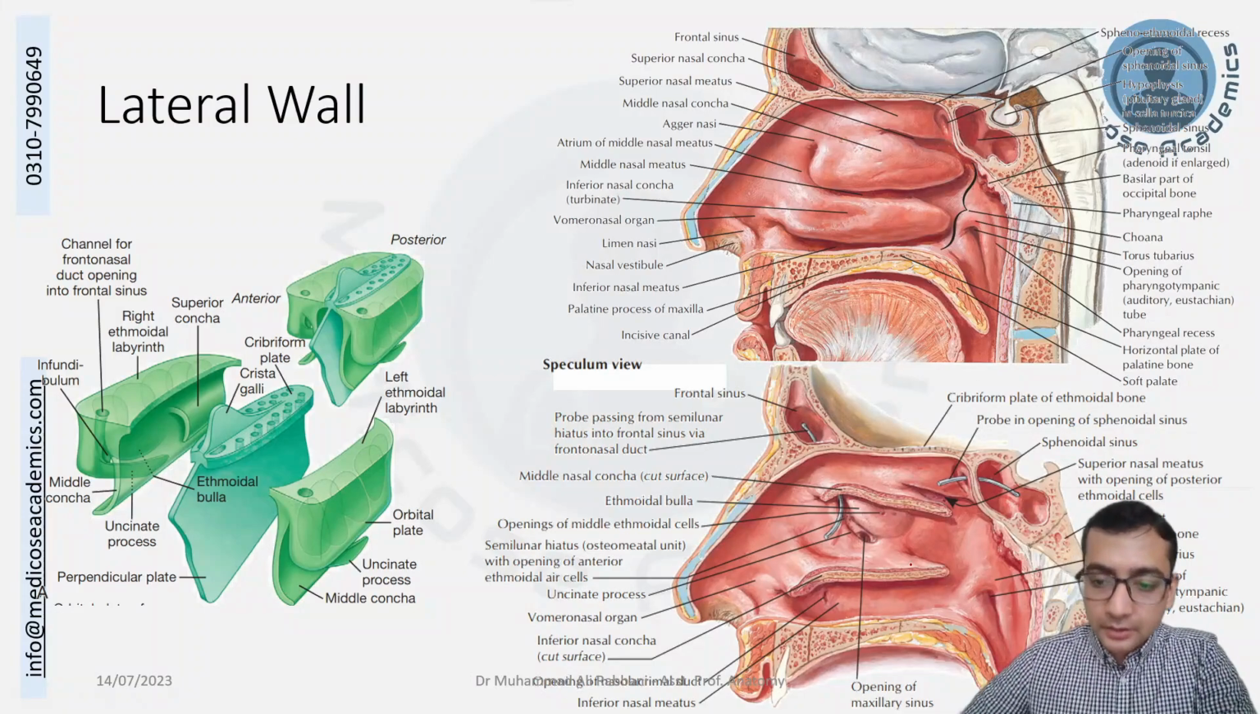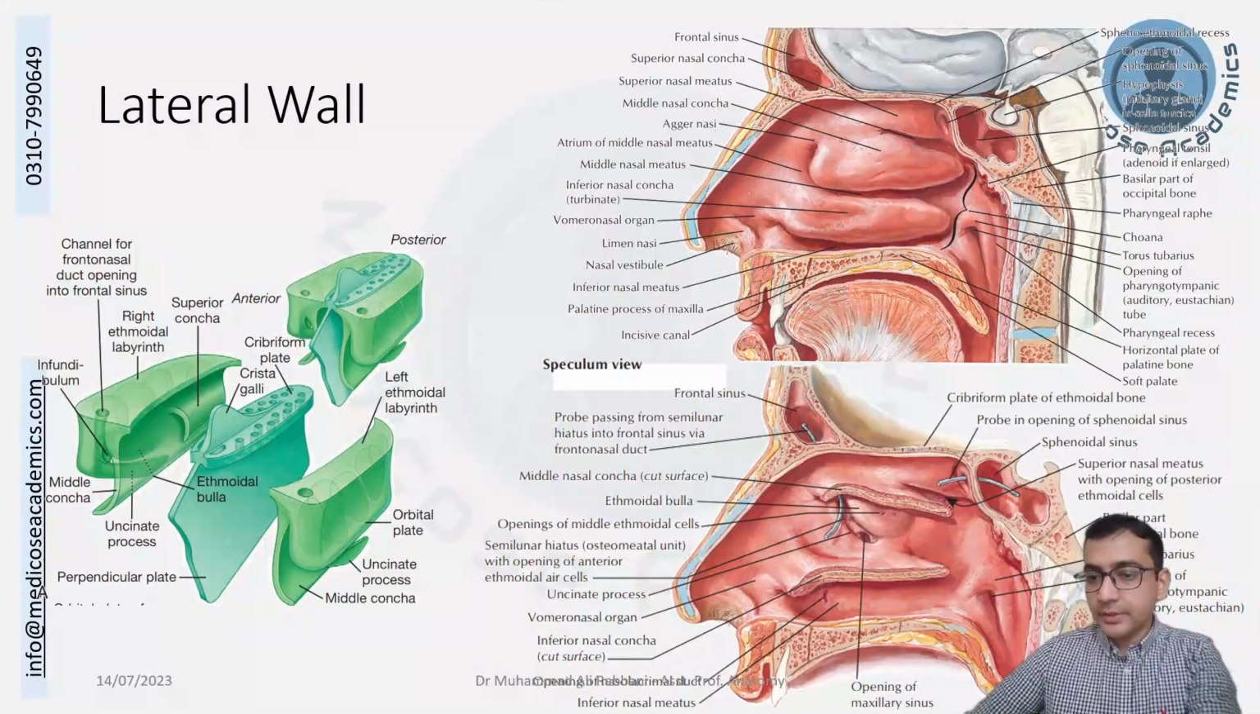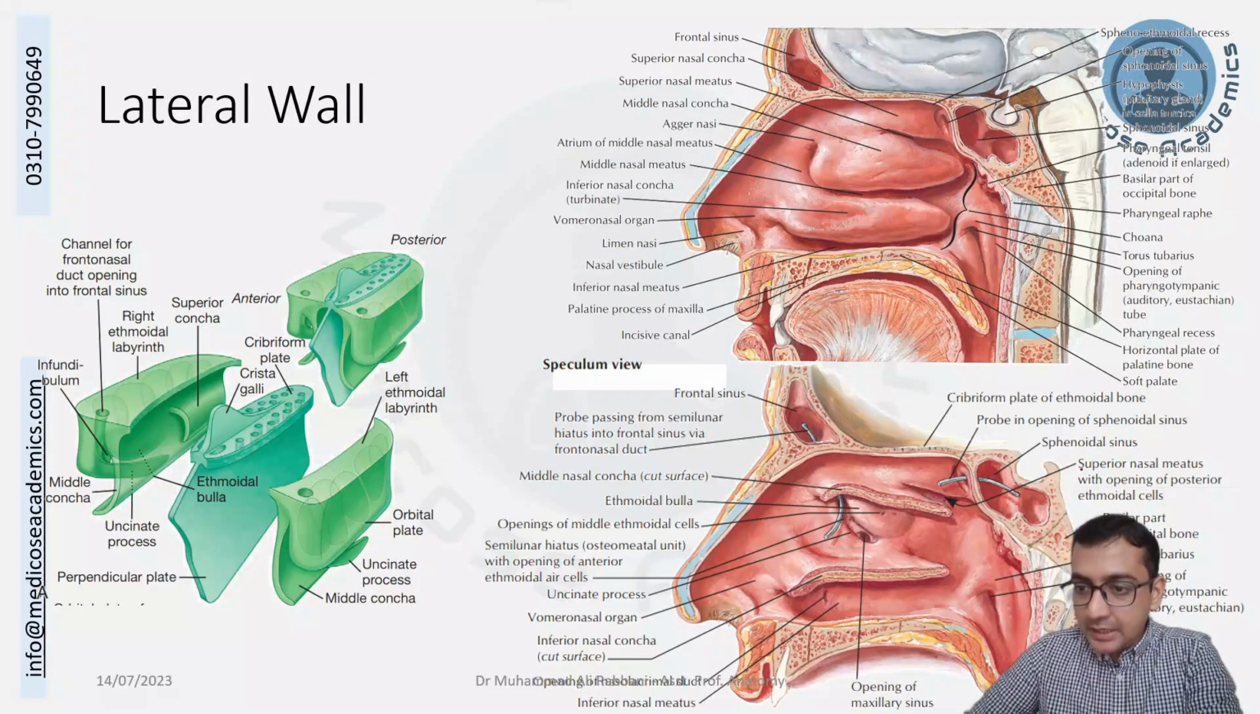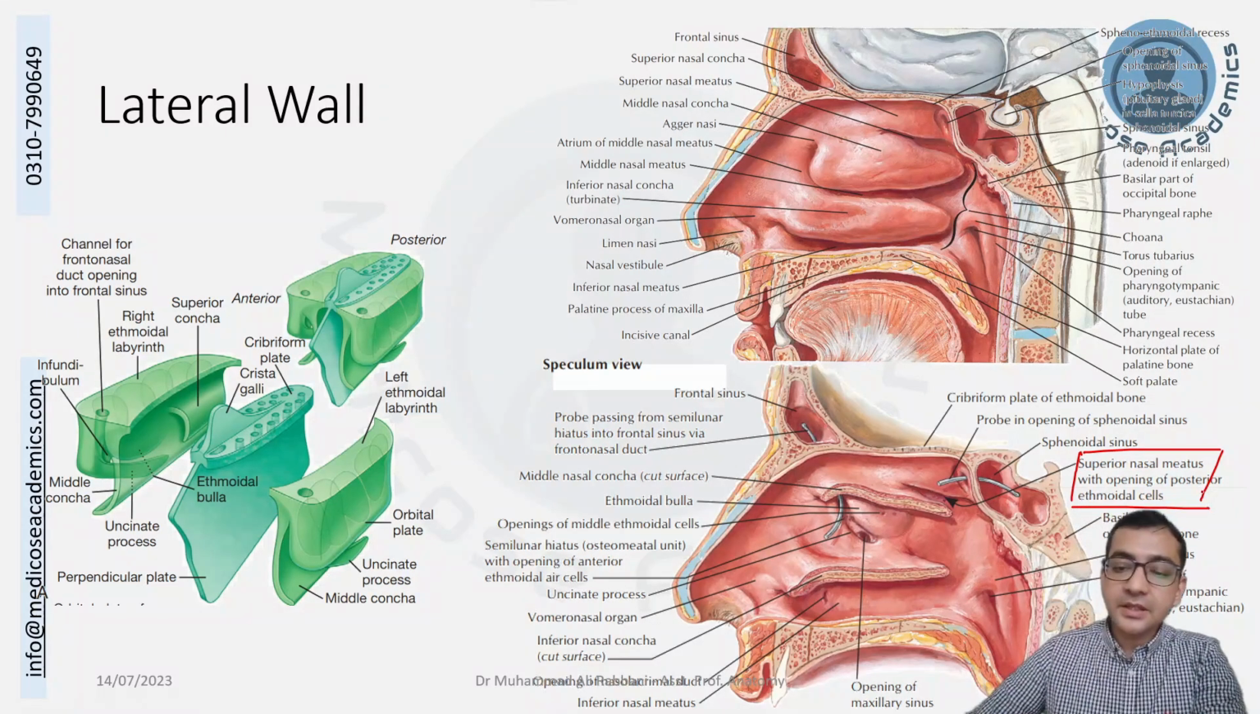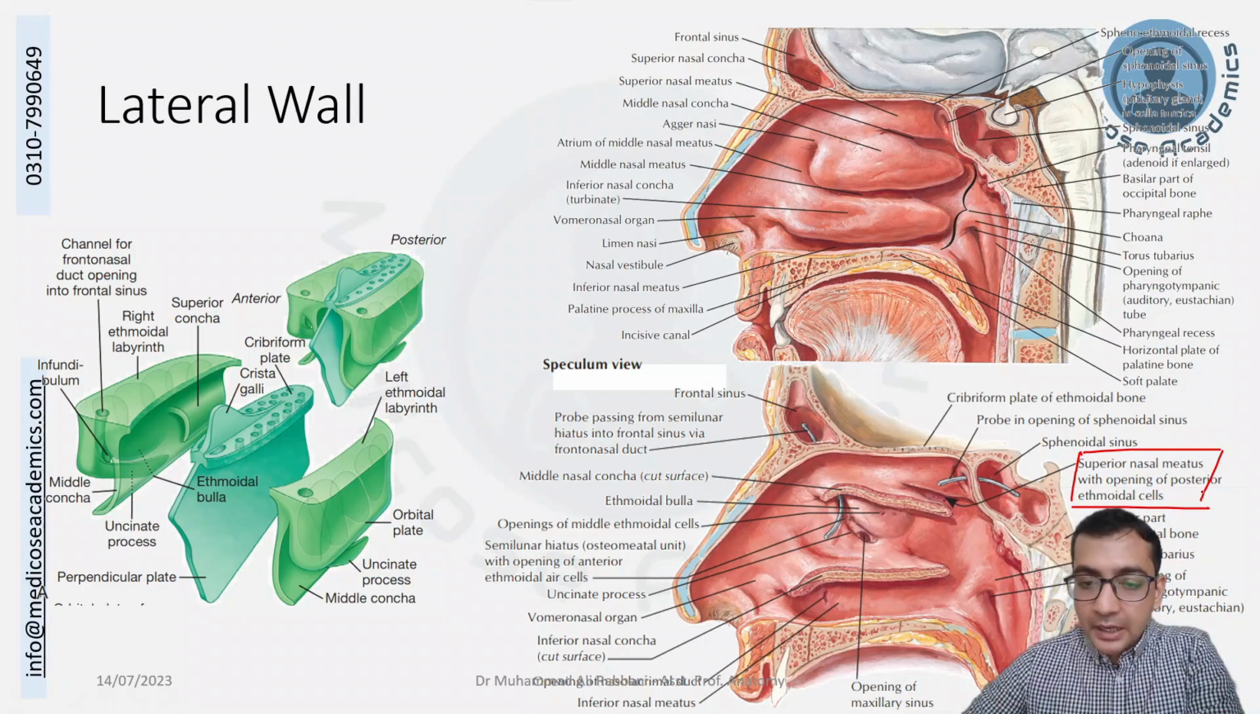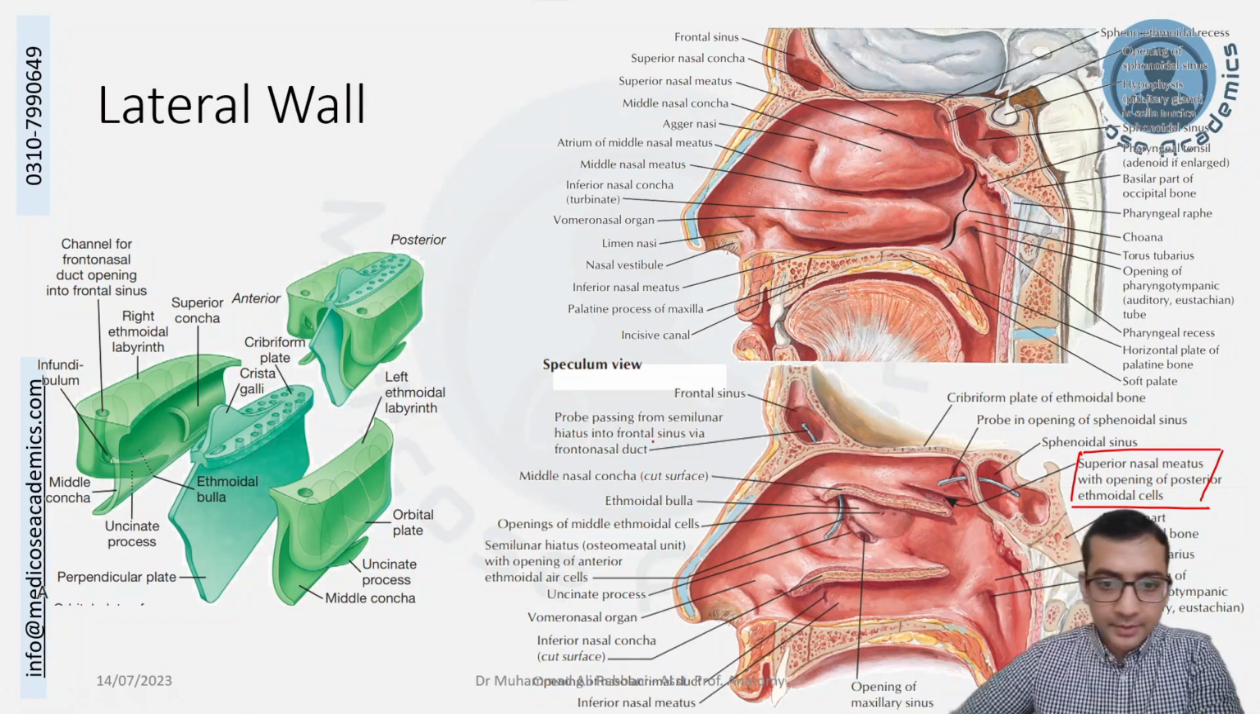Next let's do the superior meatus. The superior meatus contains the opening of the posterior ethmoidal sinuses. This is the only opening. The interesting thing here is the attachment of the middle concha, known as the basal lamina or ground lamina.